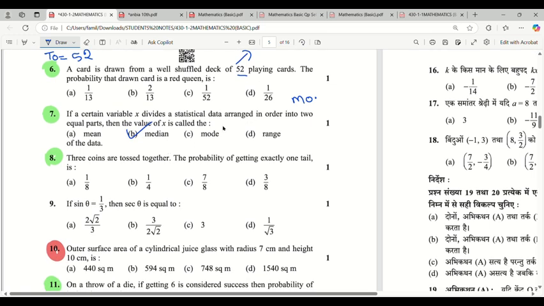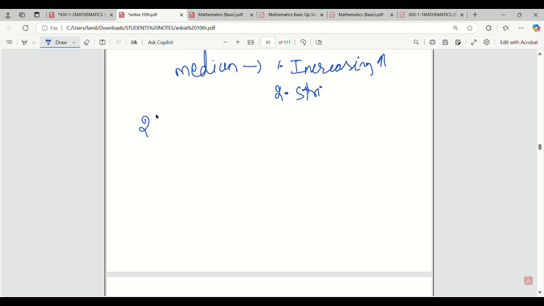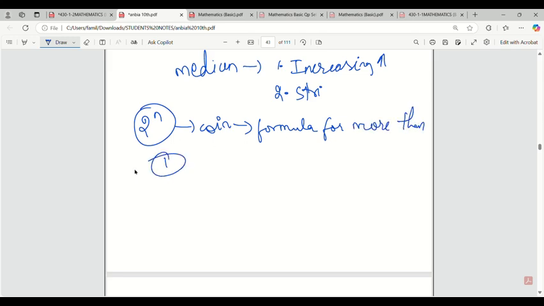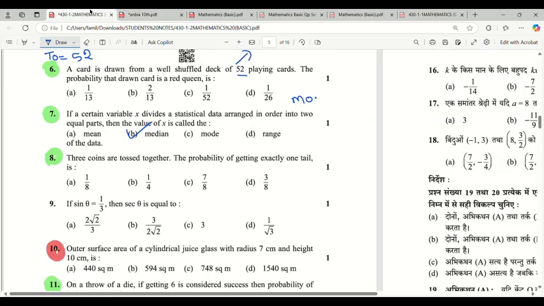Okay, remember like this. 3 coins are tossed together, probability of getting exactly one tail. How to write the outcomes? I hope you know that. 2 to the power n. The formula for coin is 2 to the power n. If you are having more than one coin, then you will go for this formula. Now here they are asking about how many coins.